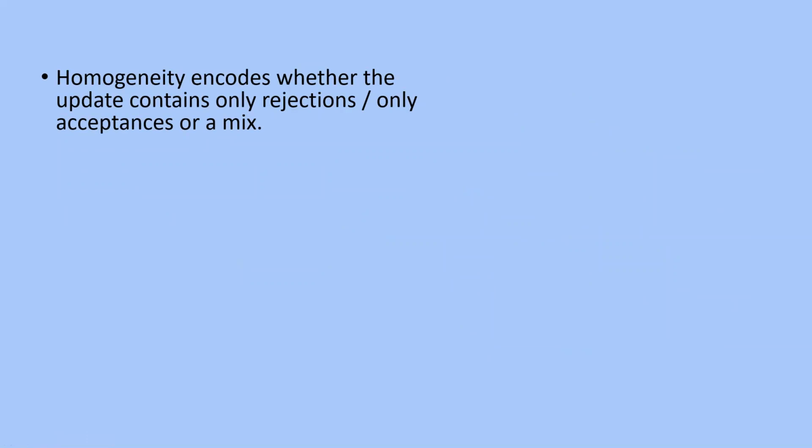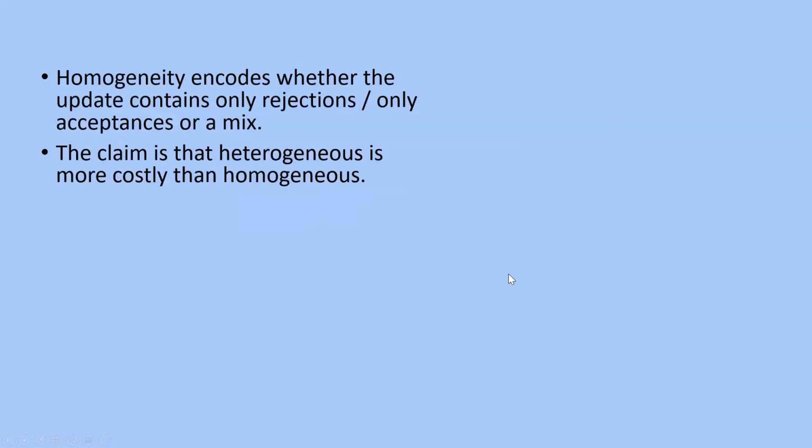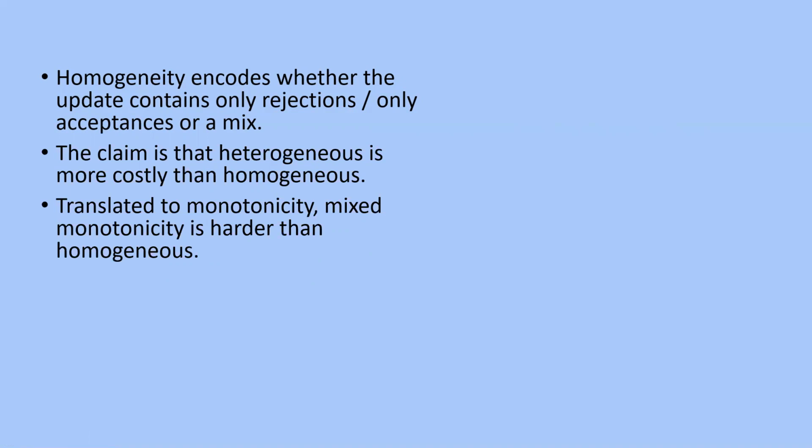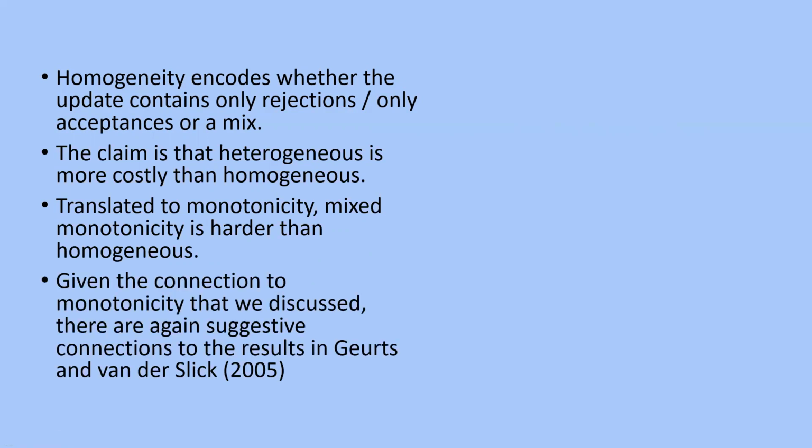Finally, homogeneity encodes whether the update contains only rejections or only acceptances, or some mix of the two. And the claim is that heterogeneous is more costly than homogeneous. So translated into the monotonicity language, mixed monotonicity would be harder than homogeneous, so the same monotonicity for the two arguments. Given the connection that we discussed, again, there's this interesting connection to the results in Hertz and van der Slik, where they show that heterogeneous monotonicity is more complex than homogeneous monotonicity.